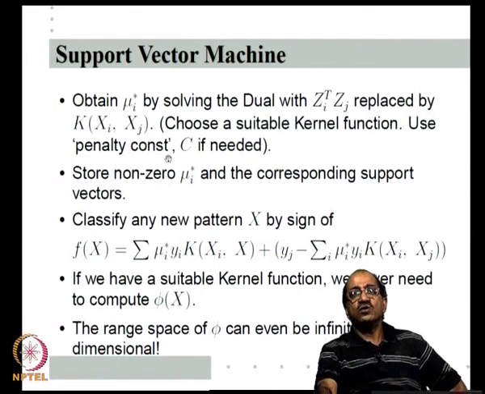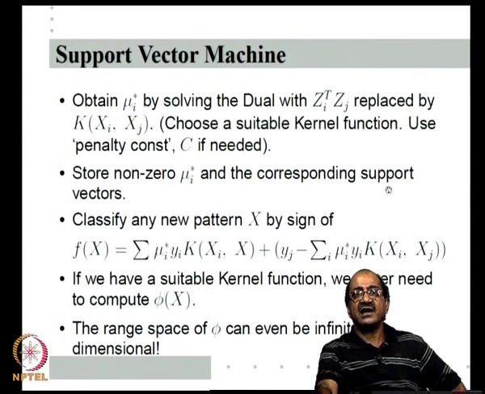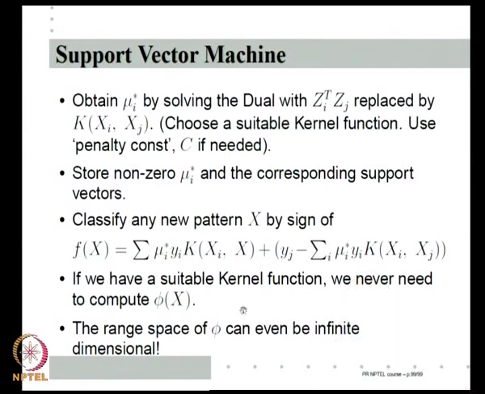And I solve the dual. Once I solve the dual, I store all the non-zero mu i stars and their corresponding support vectors. Now, that is my support vector machine. This represents my classifier. Once I solve them, I am now ready to work. You give me any new pattern x, this is what I calculate and I classify it by the sign of this. So, if we have a suitable kernel function, we never need to calculate phi x for any x.